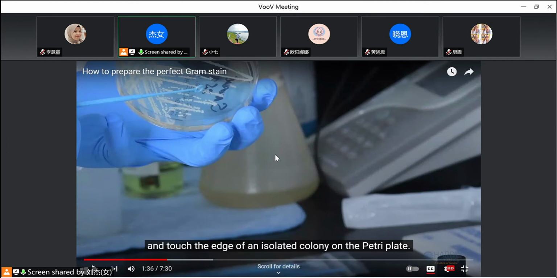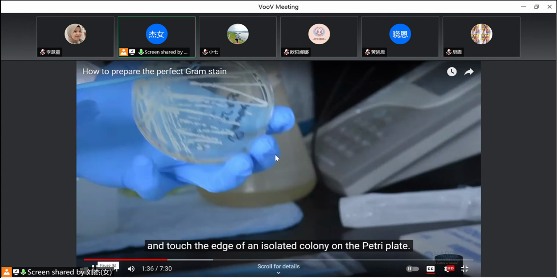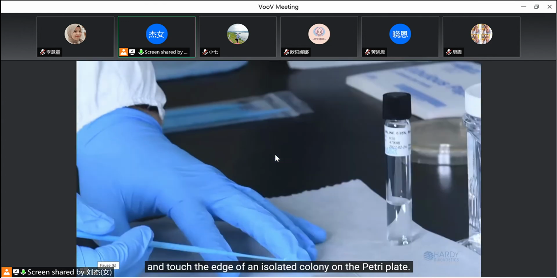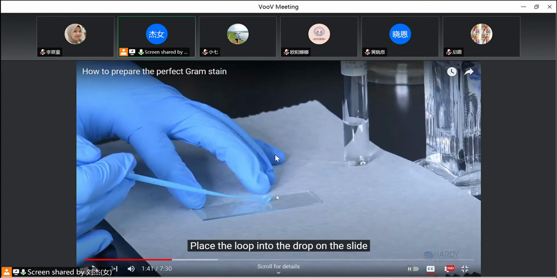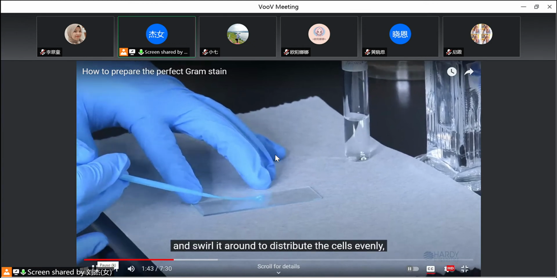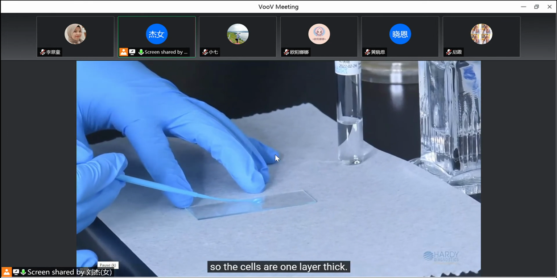Now he gets the sample and touches the edge of an isolated colony on the Petri plate. Place the loop into the drop. Now you see, when he gets the sample, he rubs the sample into the saline a few times to make sure that the sample, the bacteria, has been spread into the water or into the saline. On the slide, swirl it around to distribute the cells evenly, so the cells are one layer thick.